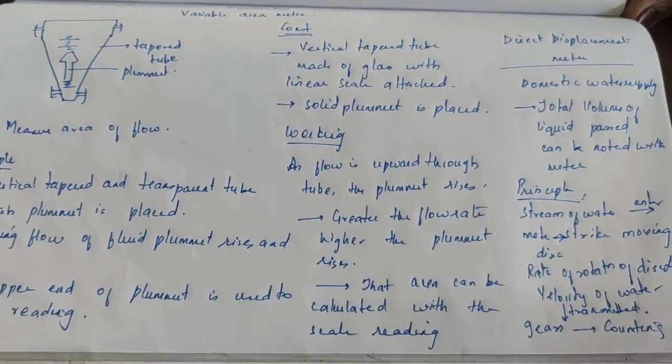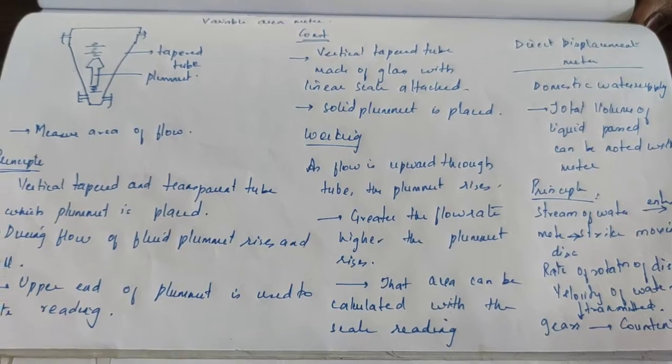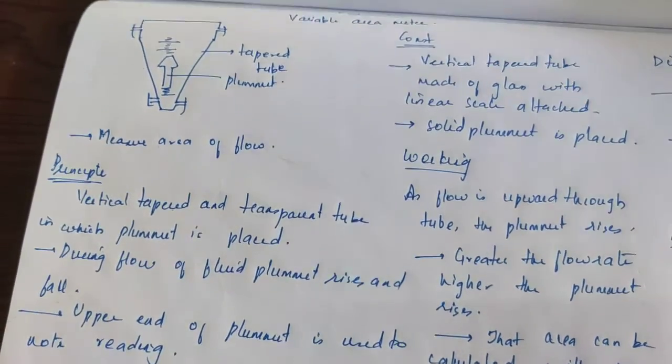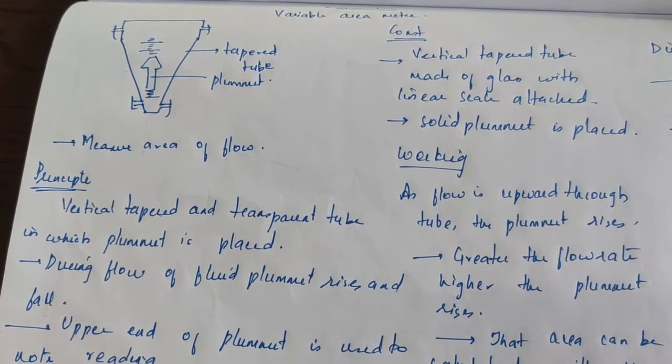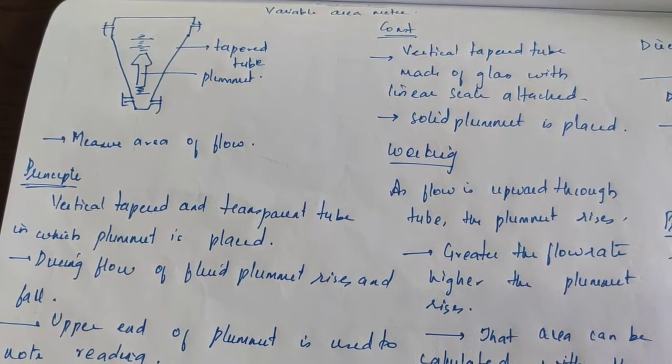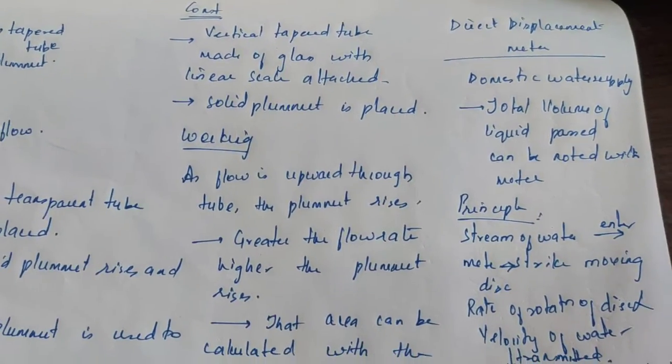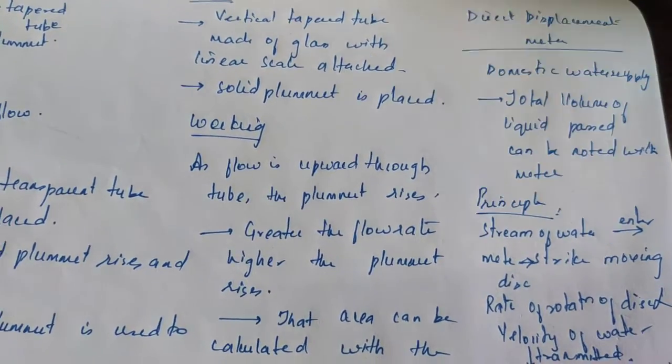This is the construction and this is the working. Same construction, same working, but only small principle is there, that is traveling of flow of fluid, and the area is measured of that fluid. Okay. The next is a direct displacement meter. This is a very easy and very small one.